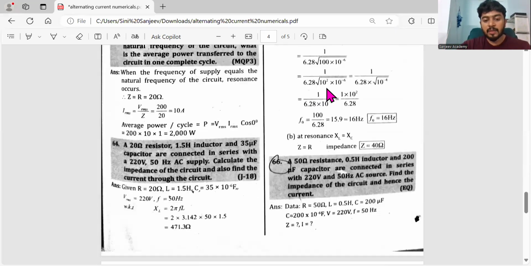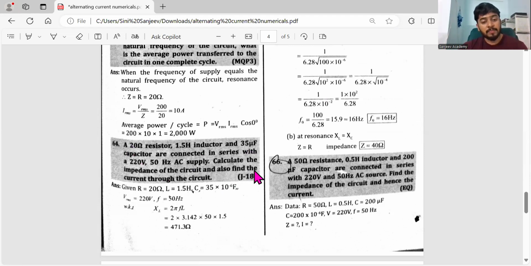That's it. They are giving us 5 marks for this. And then 64th question: a 20 ohm resistor, 1.5 Henry inductor, and a 35 microfarad capacitor connected in series with a 220 volt, 50 hertz AC supply. Calculate the impedance of the circuit and also find the current through the circuit.